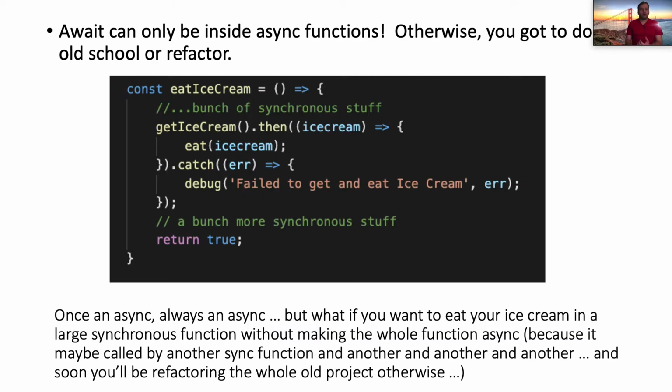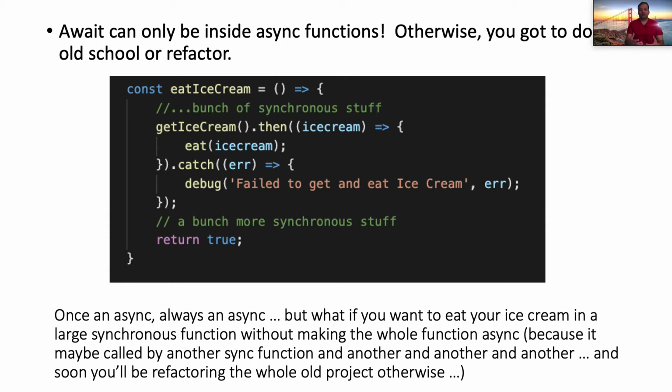Okay, so now await can only be inside async functions, like I said, right? Otherwise, you got to go old school or refactor your code. So if you, for example, have a synchronous function, eat ice cream, which has a whole bunch of other synchronous stuff, and perhaps you want to keep it synchronous. So we'll talk about why you may want to keep it synchronous. In that case, you're going to say get ice cream and then use the old syntax of passing in the callback for the eat ice cream part, and catching any errors and debugging them.